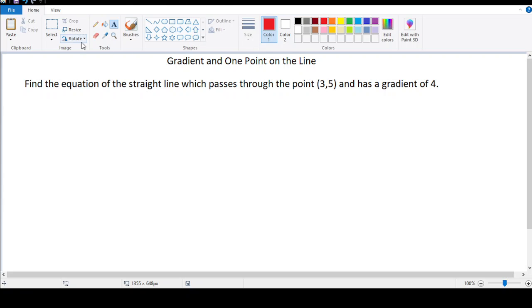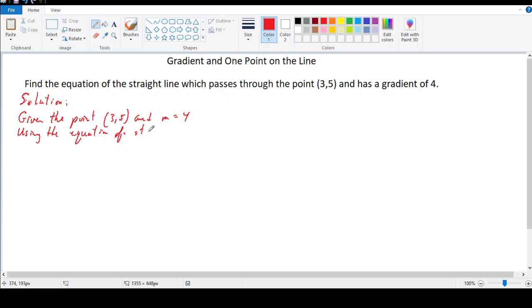I'm going to do my working in red. So the solution, or the way to solve this, is to put here: solution. I'm going to say that given the point (3, 5) and the gradient m equals 4, then by using the equation of a straight line, because I'm going to be using the equation of a straight line to work with the point and the gradient.